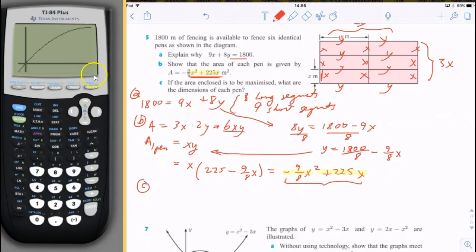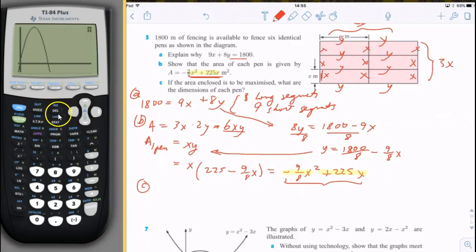I think the vertex is still going off the screen. So let's do window, and we're going to put an x max of like, instead of 100, we're going to put 500. Then graph. There we go. There's the vertex.